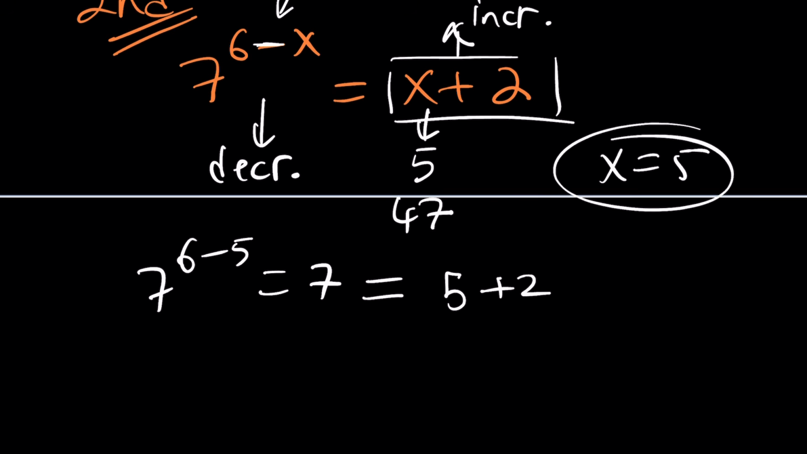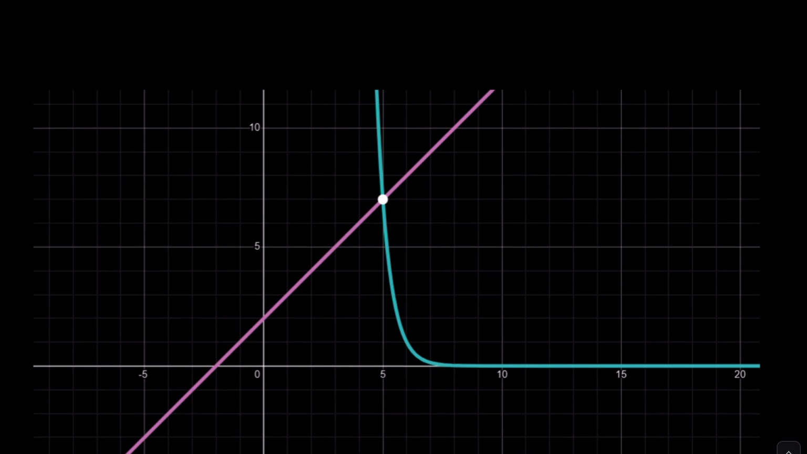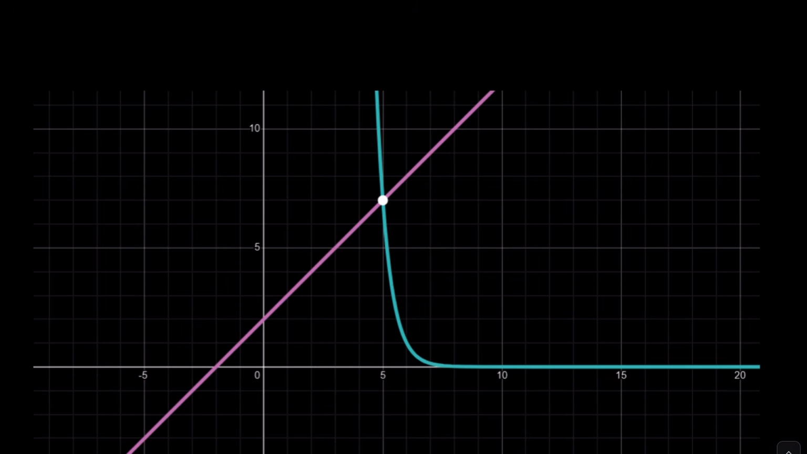Normally, I will include a graph, and yay, I didn't forget this time. So the graph shows you where they intersect, and as you can see, one of them is decreasing while the other one is increasing. Therefore, they can only intersect at a single point, which is X equals 5.